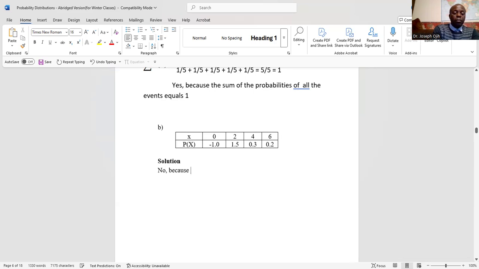because one of the probabilities, one of the P(x)s, has a negative value, while the other one has a value that is greater than 1. Yeah, answer the question.